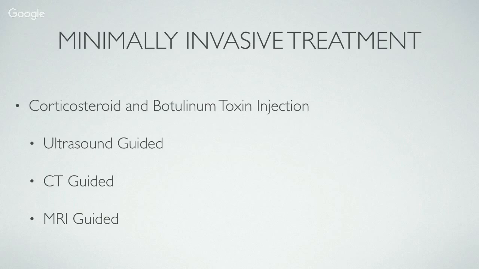And then in terms of Botox use versus corticosteroid use, if you're looking to help with piriformis syndrome and a hypertonic muscle, Botox has been shown. There's a Cochrane review that showed Botox has better outcomes than corticosteroid injection in the piriformis muscle.